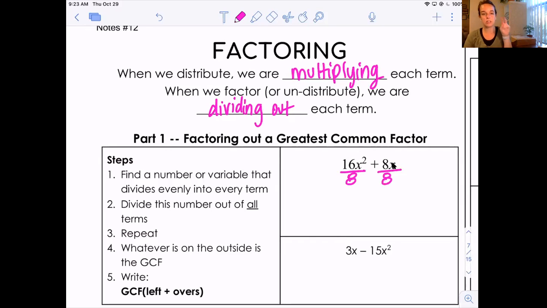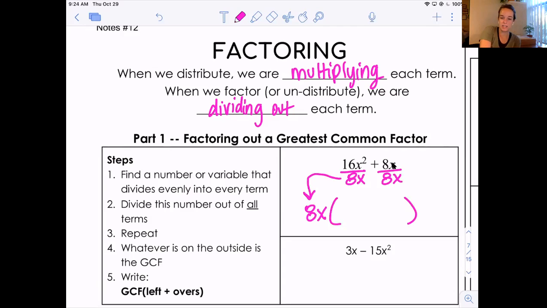Then I see in the first term I have 2 x's, or x squared, and in the second term I have x. What do they have in common? They have 1 x in common. So I'm going to divide an x out of both of those. That means 8x is going to go to the outside. That's what we're factoring out.